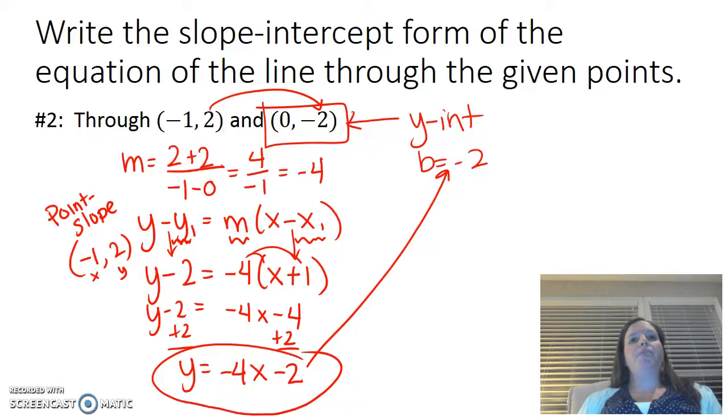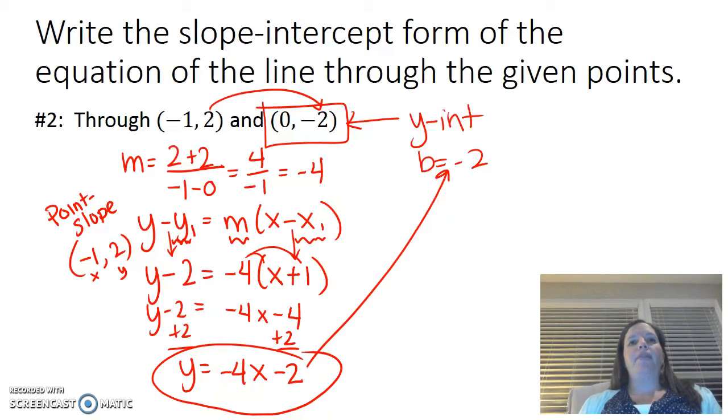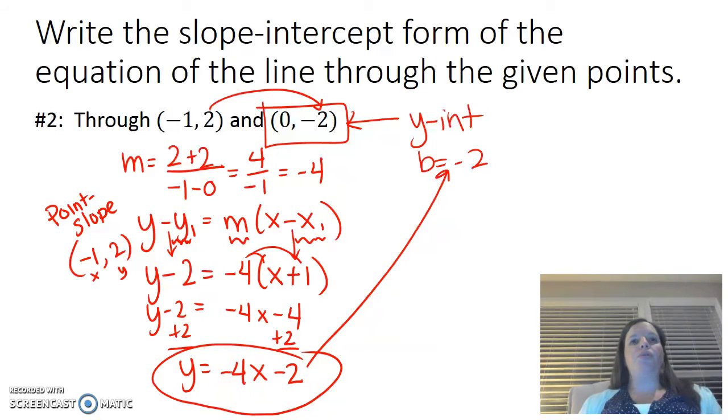So if you need a reminder about how to write equations in slope-intercept form, there's numbers 1 and 2 done for you. You have this and a Quizlet that you could use to help you practice this, as well as Alex and probably other resources that you could find.